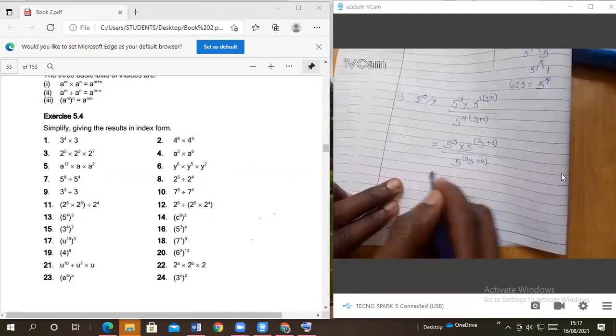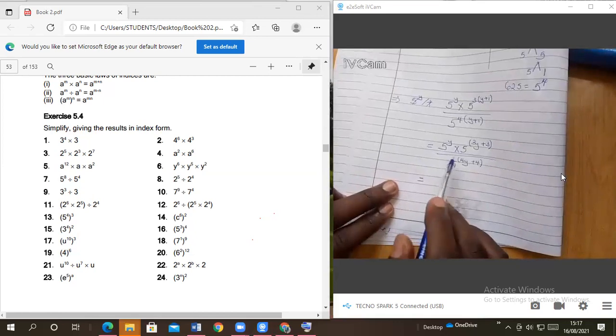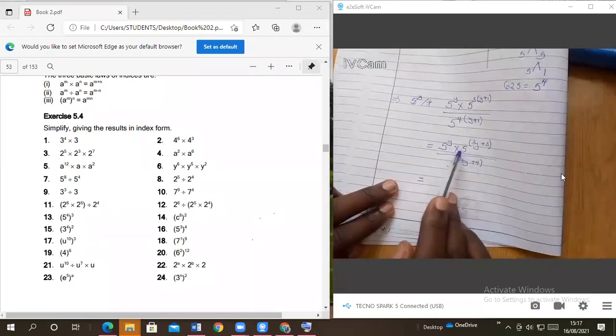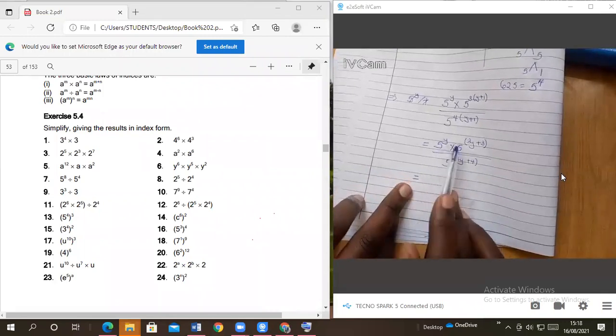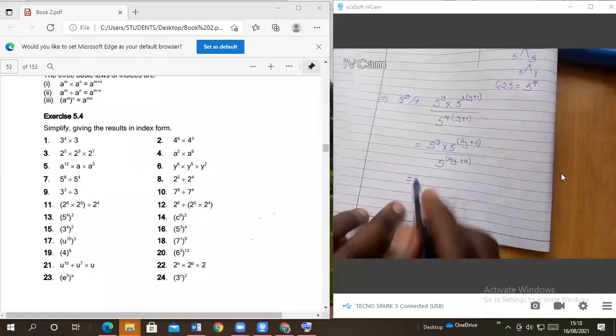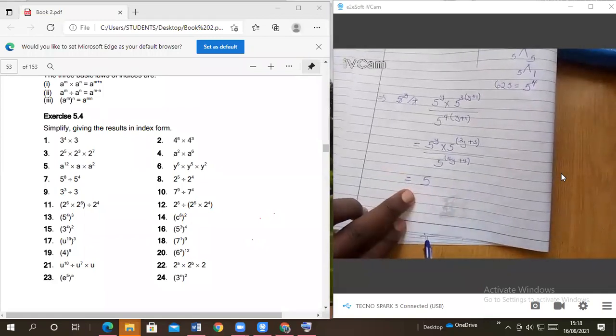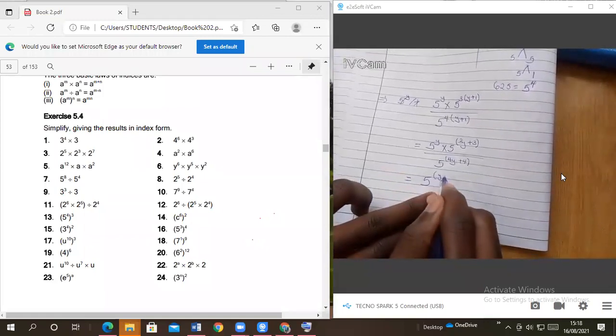Now, when you look at the denominator, we have indices. So you have first to simplify and get a single index, and we are multiplying. So what do we do to the power? We add the power.